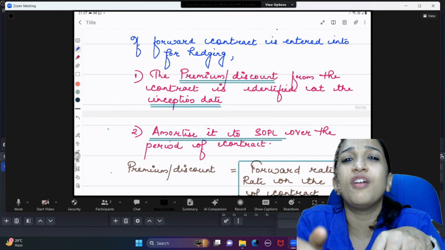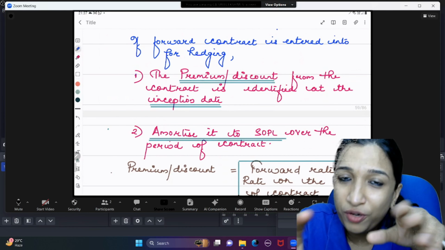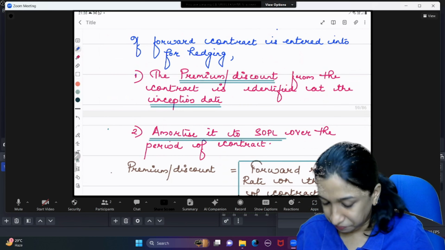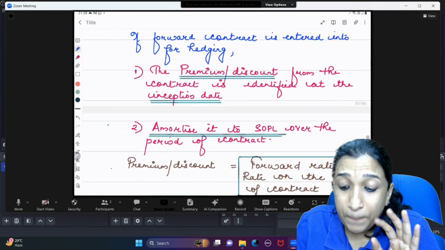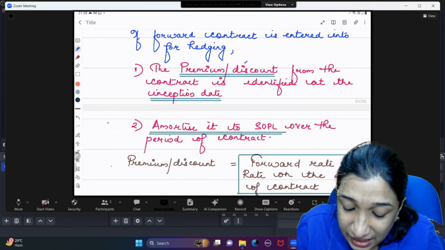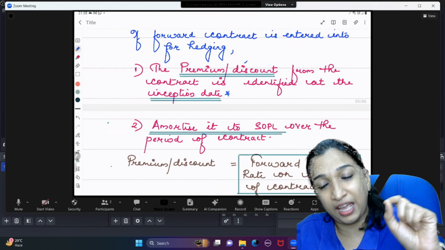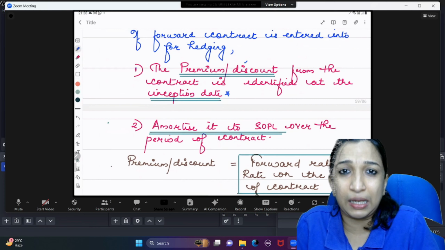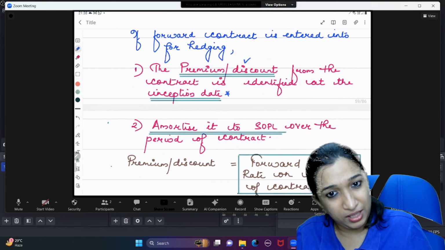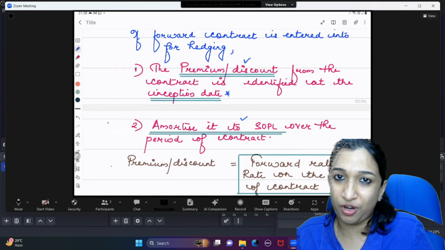What if the contract is entered into for hedging? You have entered into a forward contract for the purpose of hedging. What is the treatment? Just listen. Premium or discount from the contract is identified at the inception date, that is the date of that contract, date of that agreement. Premium or discount should be identified at the inception date and amortized to P&L over the period of contract.